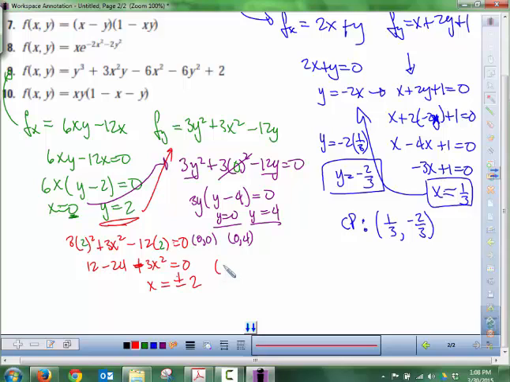So I got a couple more. 2, 2, negative 2, 2. So remember, the x is positive and negative 2, and the y is 2. So here is my complete list of critical points. I have 4 critical points for this problem. So you see how it kind of gets tricky, and you just have to be careful.